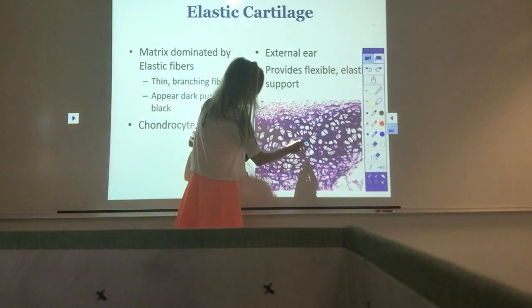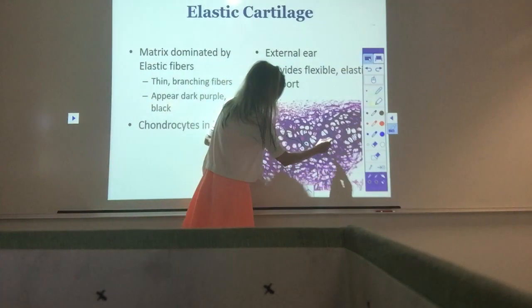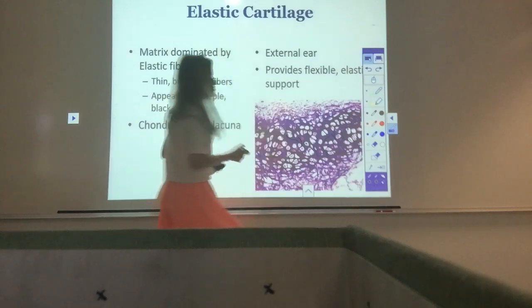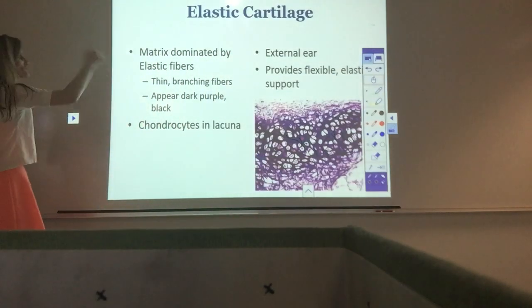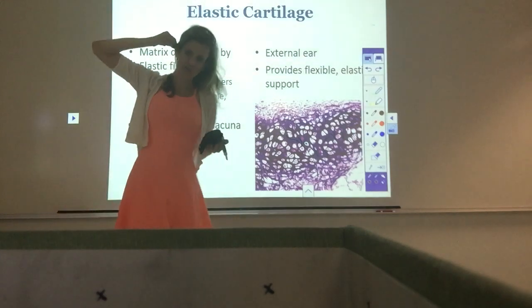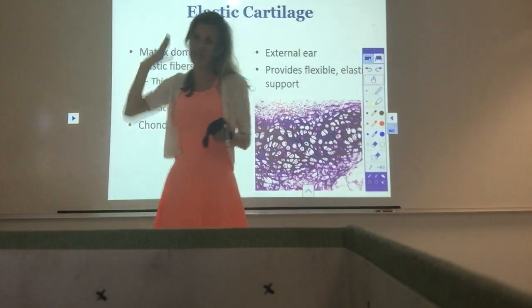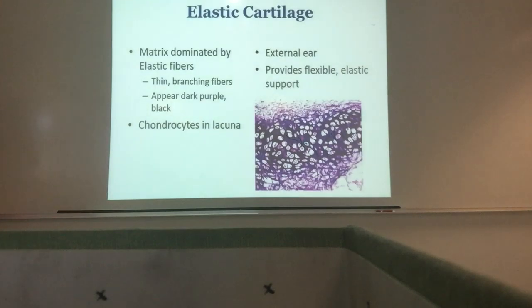And then look up here, look how incredibly dark this matrix is. There's tons of these dense, dark elastic fibers. That's elastic cartilage. It forms your outer ear. So when people get their cartilage pierced up here on the top of their ear, that's elastic cartilage there.